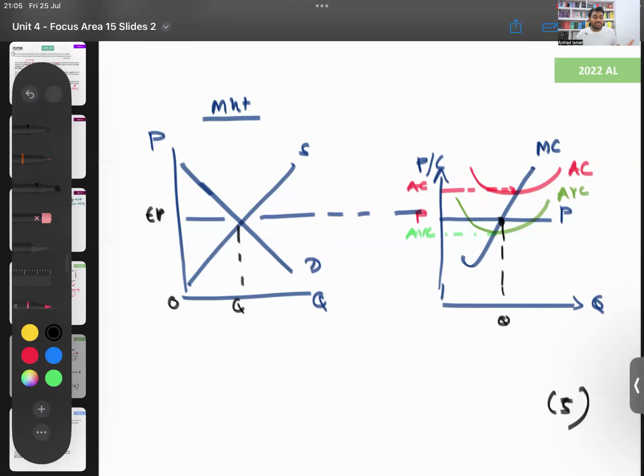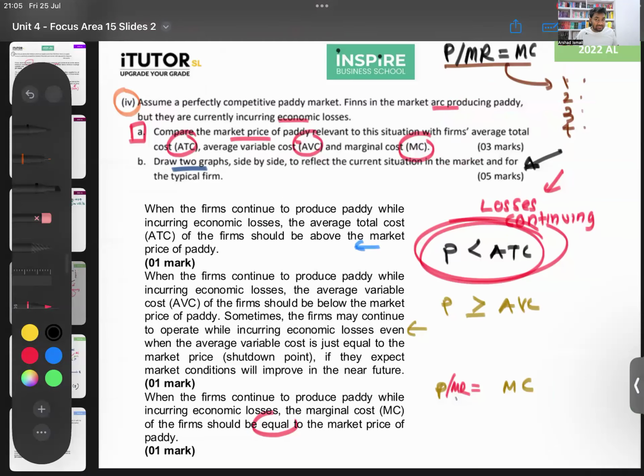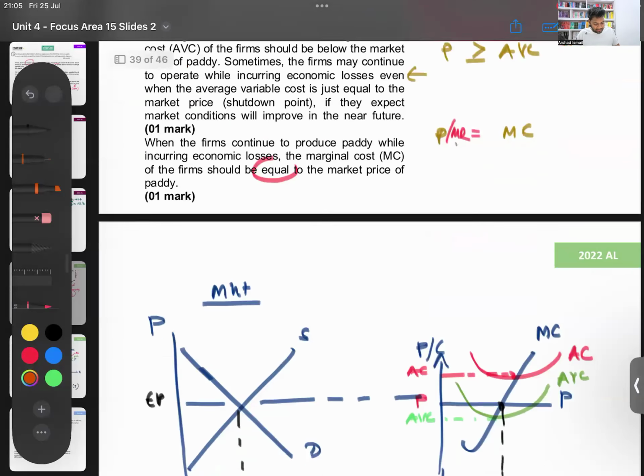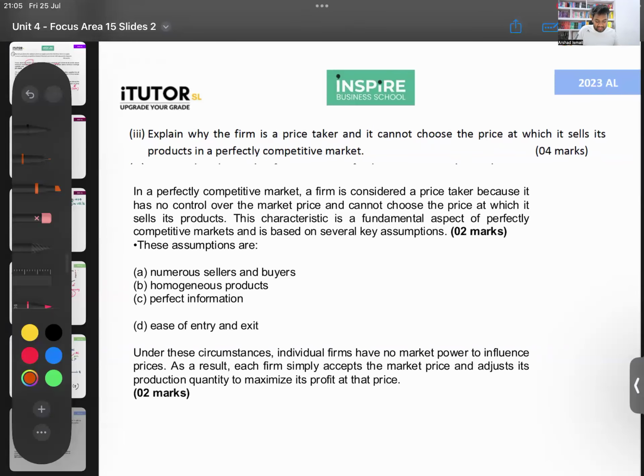But for this, you need to know the story. Otherwise, you can't do it. Overall, those 8 marks for that question are easy. It's very direct, very straightforward. So it's up to you to get the full mark. Okay. Then we'll move to the next one, 2023. Right. So, an easy one. Here they're asking, explain why a firm is a price taker.